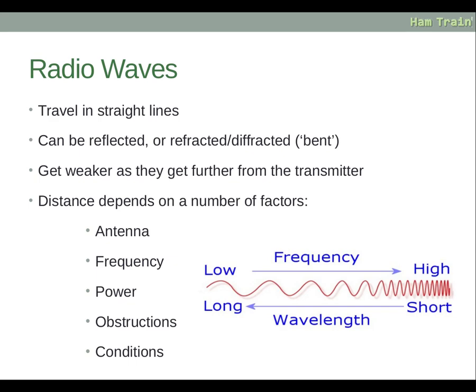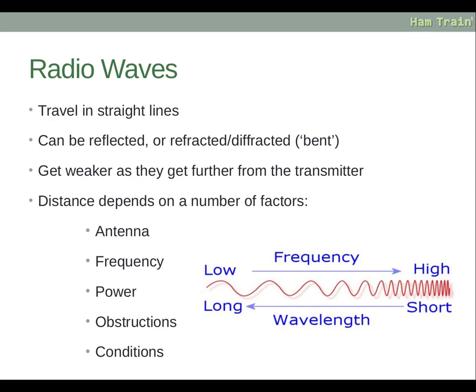The distance depends on a number of factors as well. So the antenna has a big say in how the signal goes. The frequency changes the properties of the distance it can travel. The power that's used obviously is a factor. And then we need to take into consideration obstructions such as buildings, and also the conditions, weather conditions, things like that.